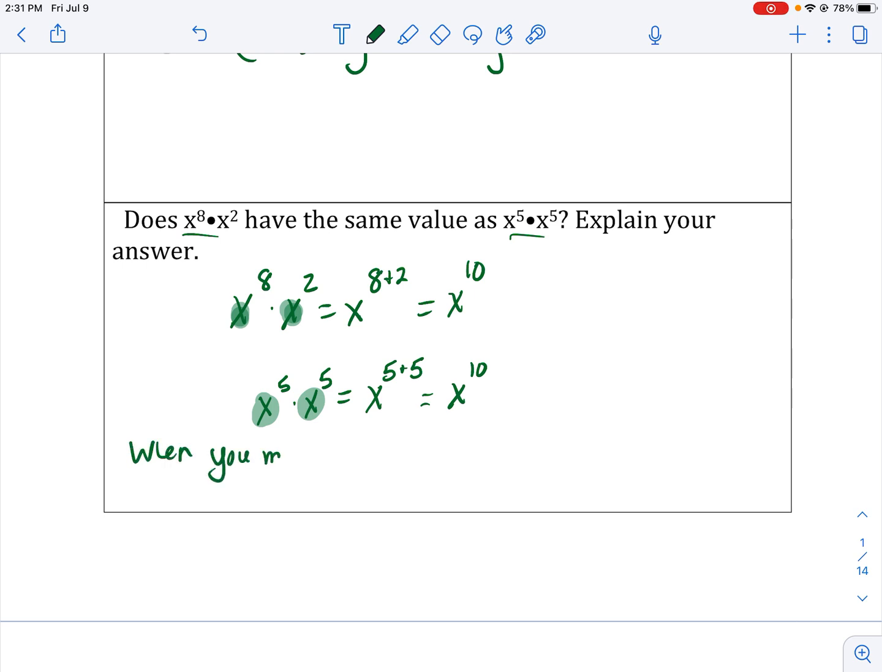When you multiply like bases, you add your exponents.